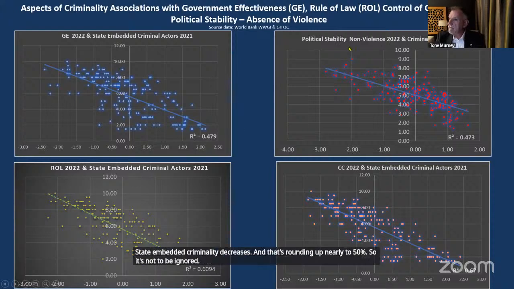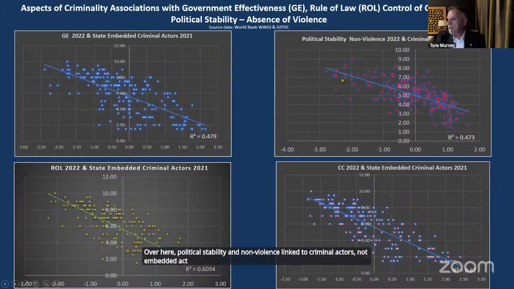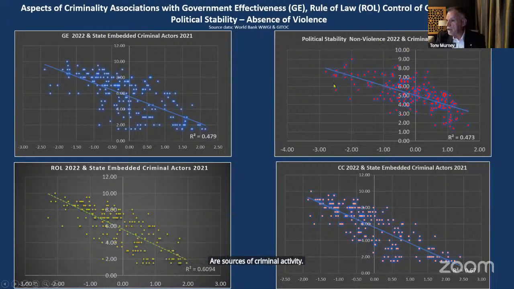Over here, political stability and non-violence linked to criminal actors, not embedded actors, just criminal actors, just trying to see if that group tied up in the conflict phase of their existence at the lower end of the world are sources of criminal activity. There's a near 50% association again. As development in government effectiveness improves, stability and non-violence diminishes.